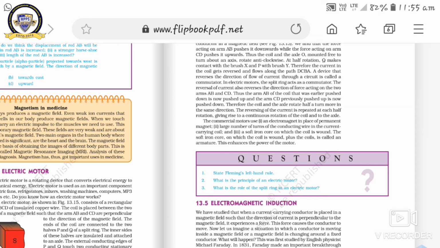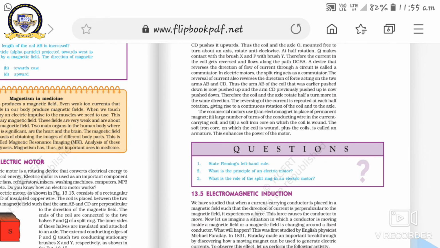The soft iron core on which the coil is wound, plus the coils, is called an armature. What is an armature? The armature consists of the soft iron core on which the coil is wound. That is the armature. This enhances the power of the motor.